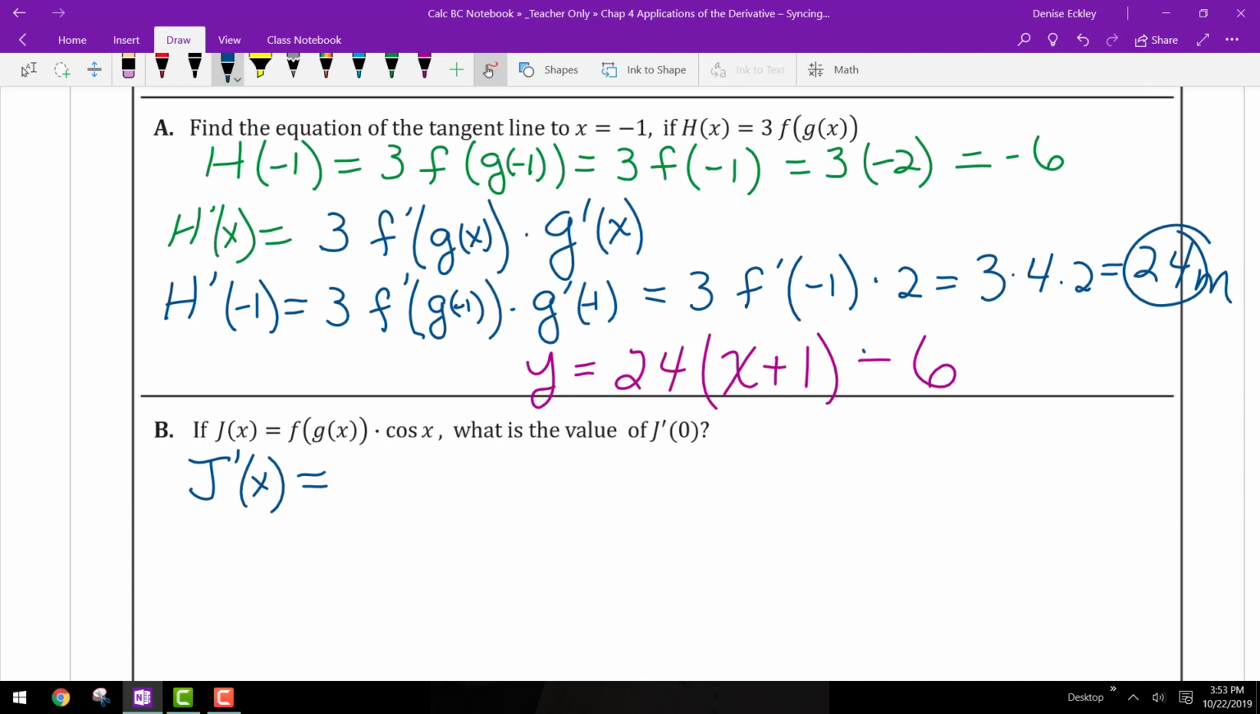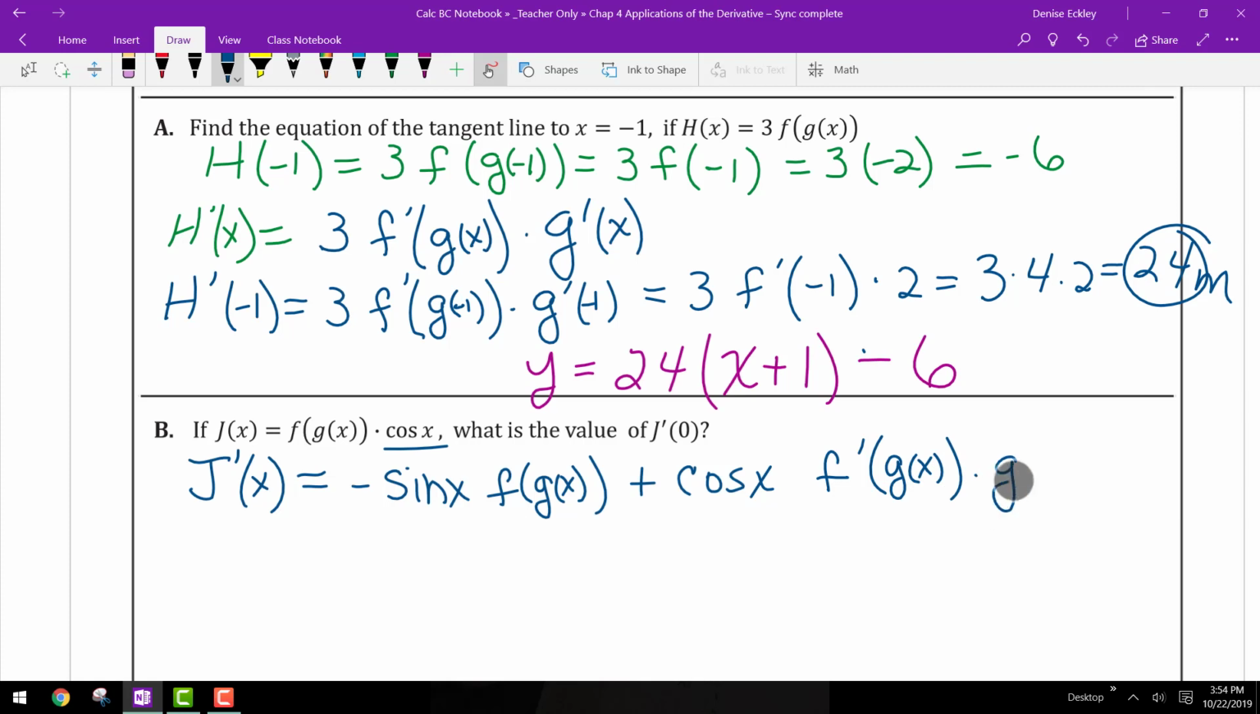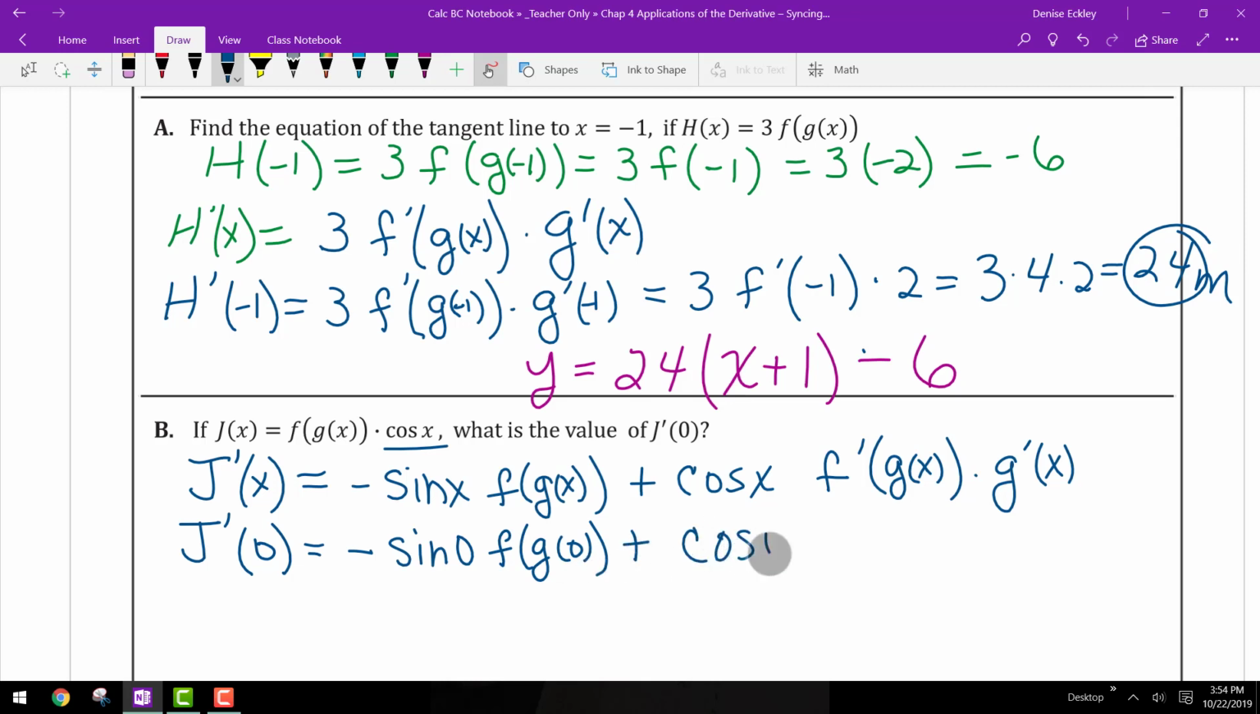So j prime of x is going to be, okay, so I first took the derivative of cosine, which is negative sine x, times f of g of x, and then plus, I'm going to keep the cosine, and then take the derivative of f of g of x, and that's just our chain rule. So we're going to have f prime of g of x times g prime of x. Okay, substituting everything in, we're going to do j prime of 0. So we're going to do negative sine of 0 times f of g of 0 plus cosine of 0 times f prime of g of 0 times g prime of 0.